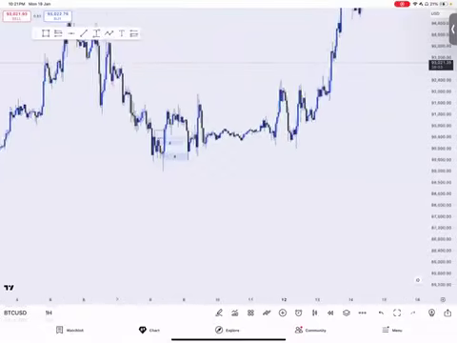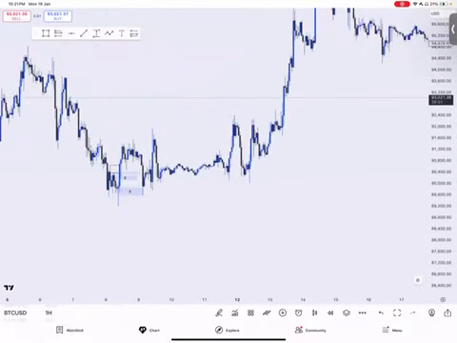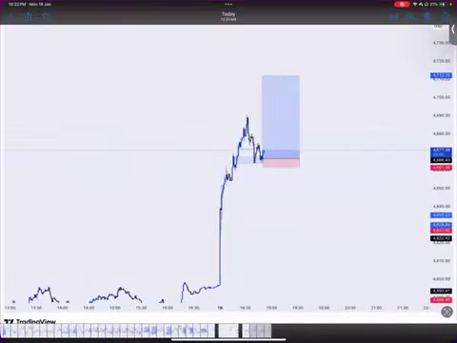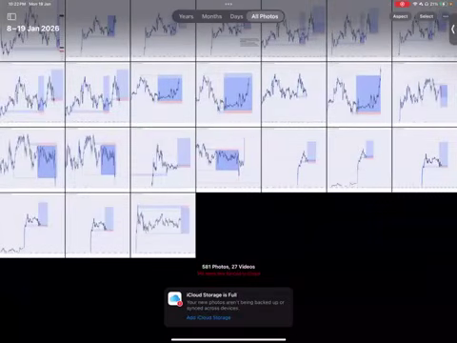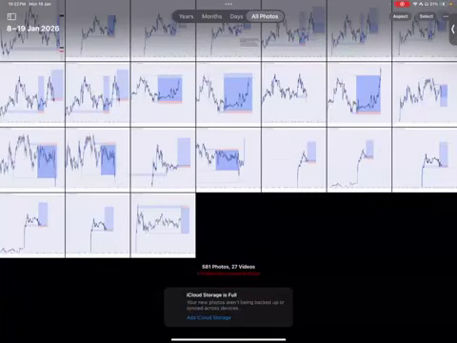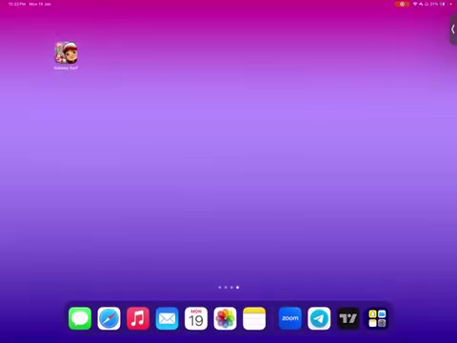So in this particular trade, this recent buy on BTC that I took as well, which is here. This is the buy on BTC here.